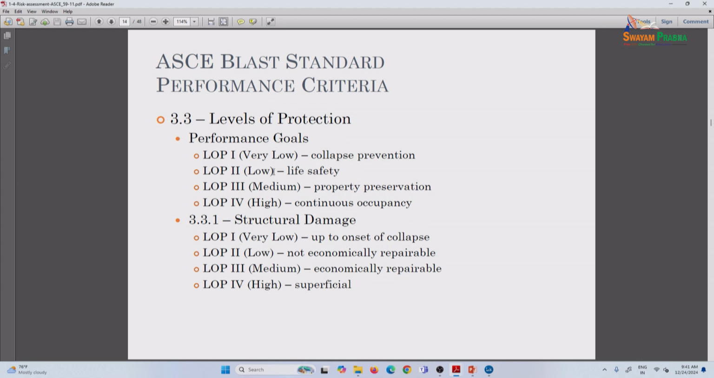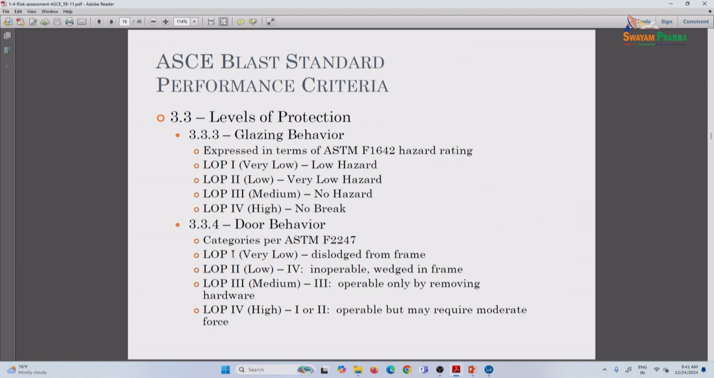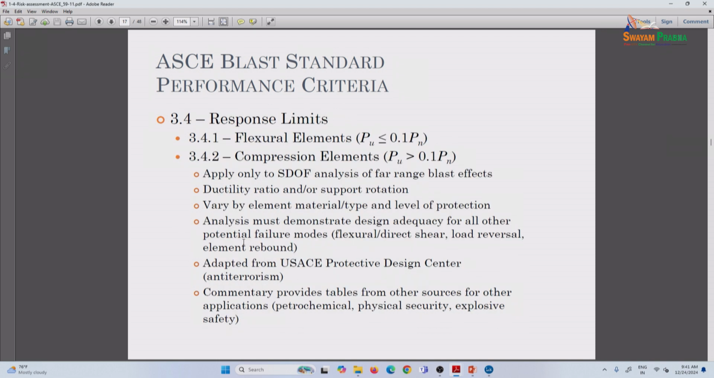And again, the damage we will discuss later on, where this comes into play is pressure impulse diagrams. So we'll talk about the structural damage as related to levels of protection. And so here they talk about glazing's levels of protection, then response limits. We'll also be going through some of them.